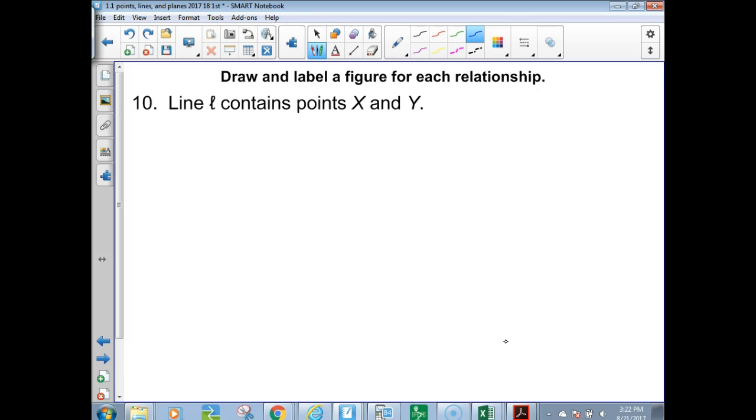Draw, oh yeah, I gotta draw this. Line L contains points X and Y. So the point of this is to illustrate that you understand that L is not a point, so I'm going to stick it at one end of the line near one of the arrows and put point X and point Y on the line. They're supposed to be capitals, except for the L. Lowercase italicized or cursive.